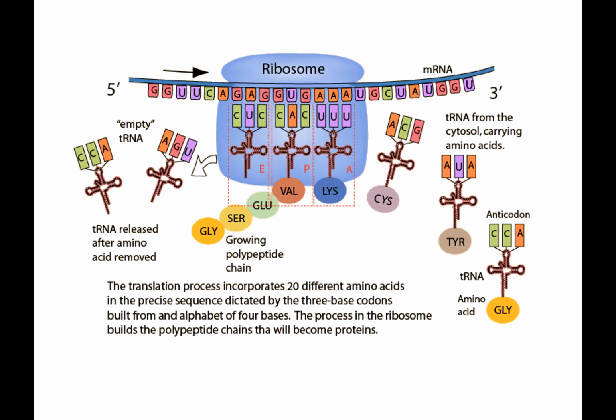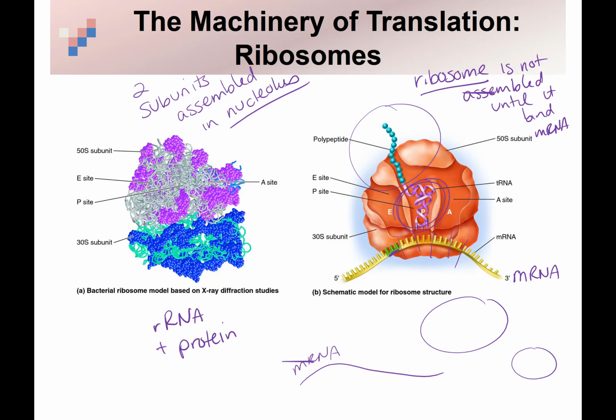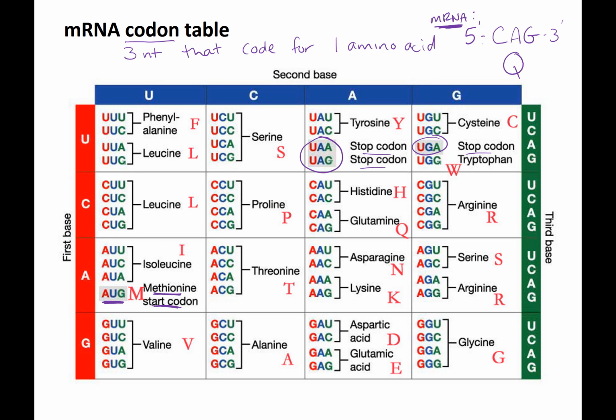I think this is also a super pretty picture, again showing you the mRNA 5' to 3'. We'll talk about the E, P, A sites of the ribosome, but as the ribosome reads the next codon, the tRNA brings in the complementary anticodon. The tRNA is linked to a specific amino acid. We know which specific amino acid that is by the mRNA codon table.